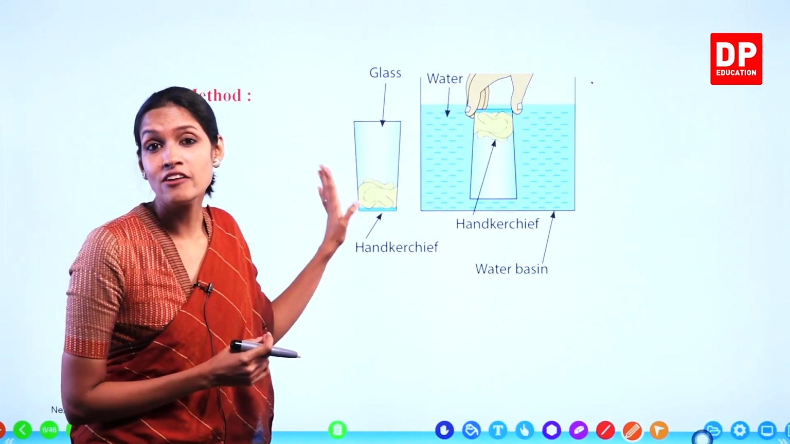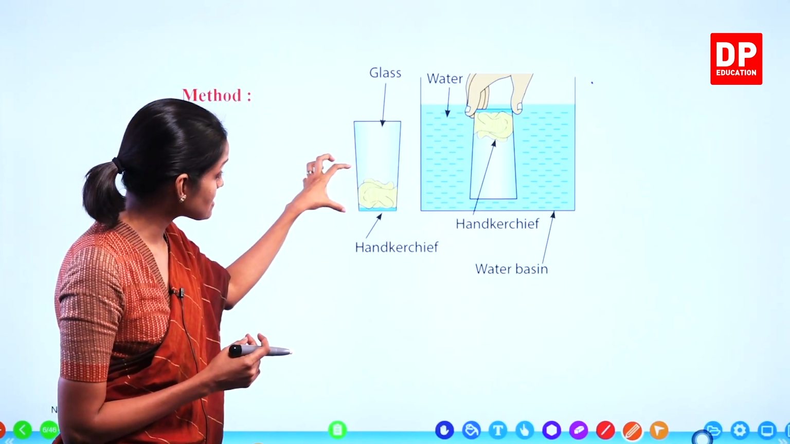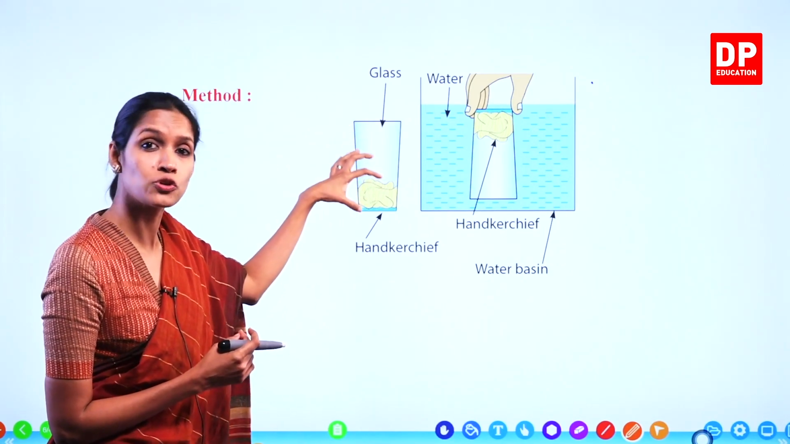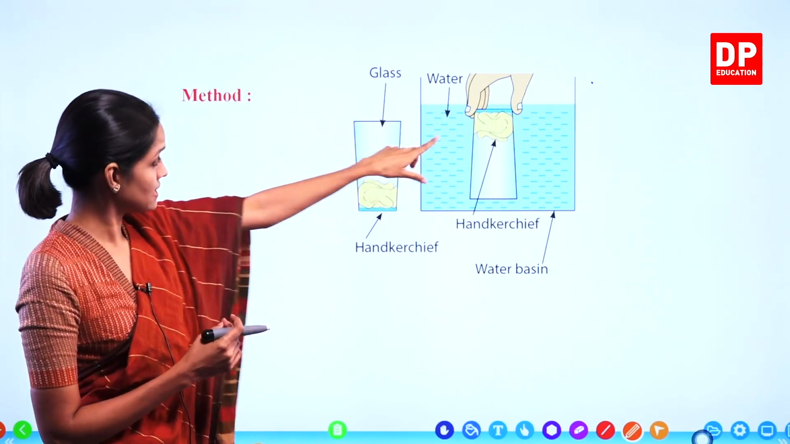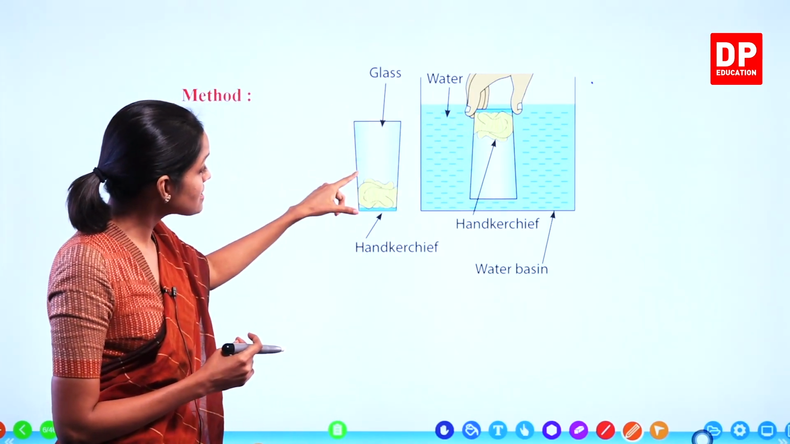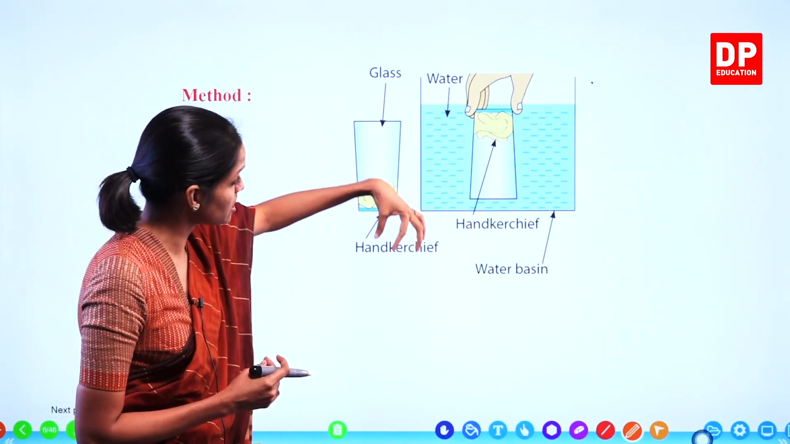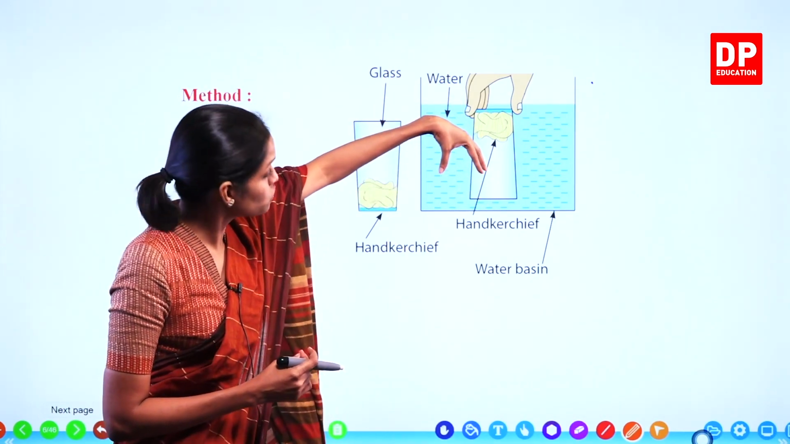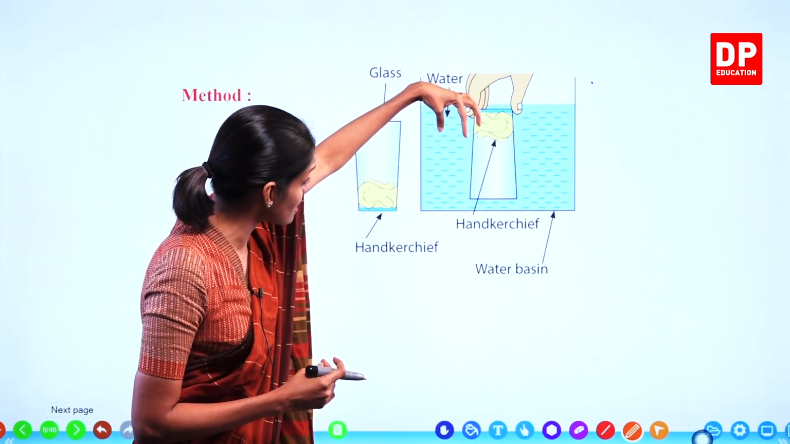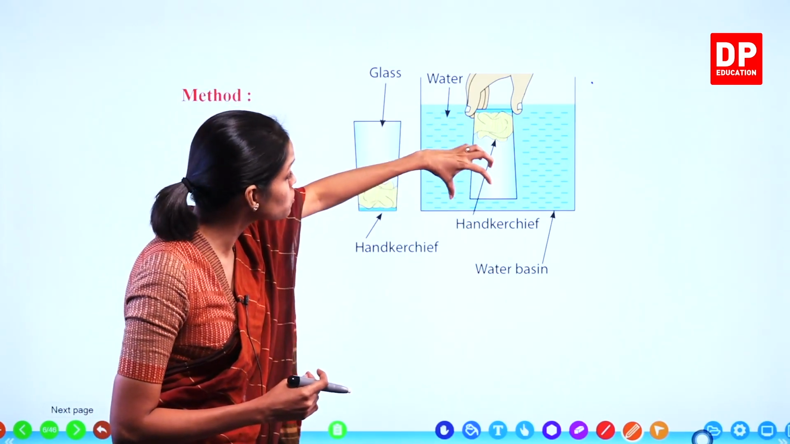Understand? So what do we have to do here, children? We have to take the dry glass and place the handkerchief in the bottom of this dry glass and press it tightly so that it won't fall when you immerse it. So look here, the next diagram. You have to immerse this glass with the handkerchief upside down and vertically. You should not tilt it. You have to make sure that you immerse this dry glass upside down vertically. Understand? You should not tilt it.